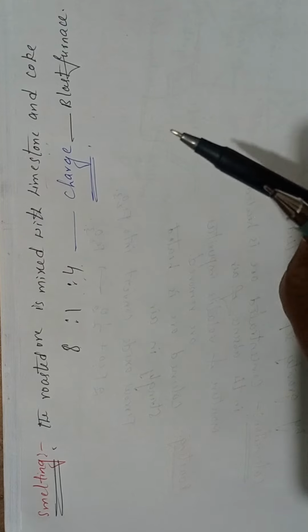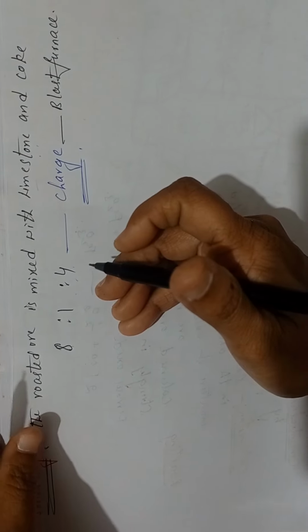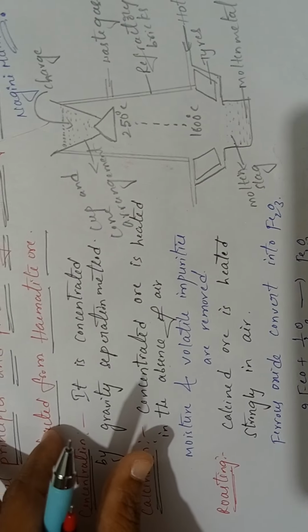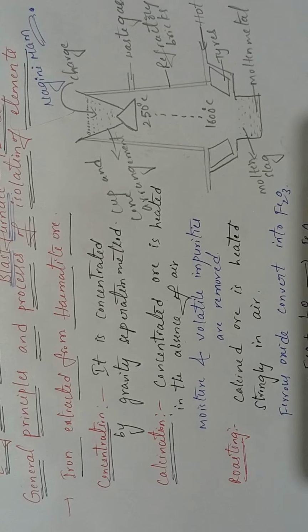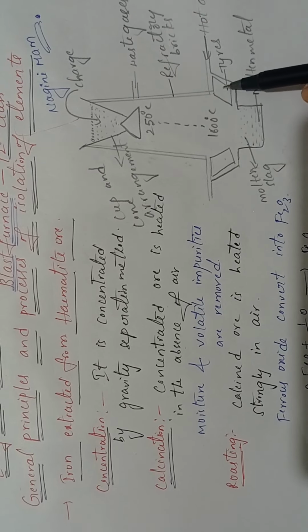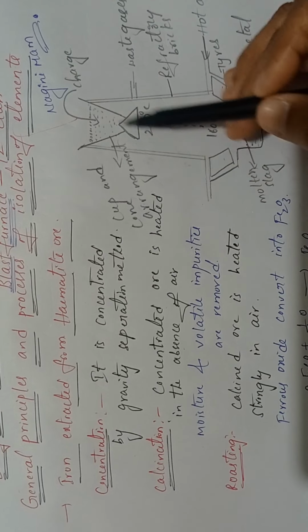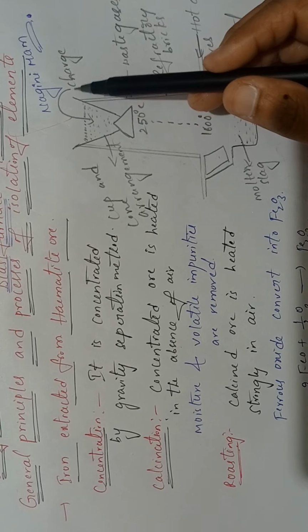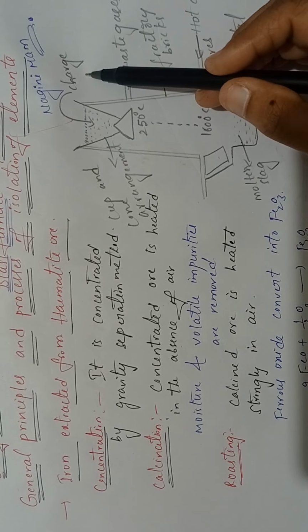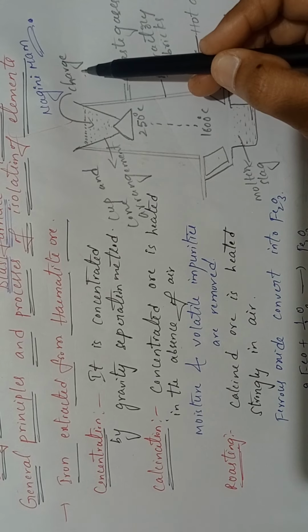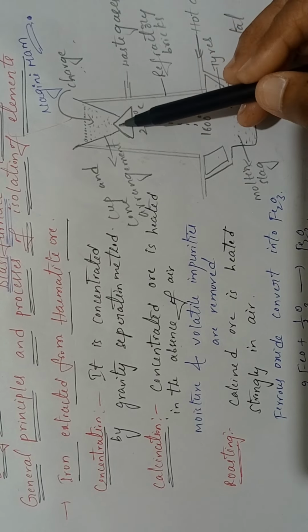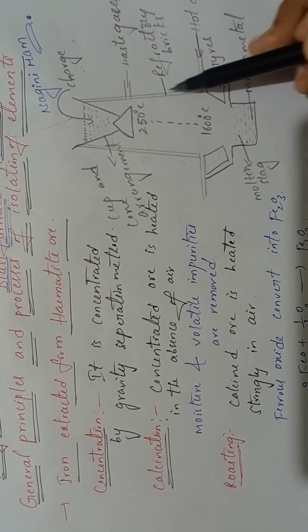Now a blast of hot air is sent upwards through the tuyeres, students. I will show you the diagram. In this diagram, see here, hot air, and these are the tuyeres. This is a blast furnace diagram. In this diagram, this is the cup and cone arrangement. Here we are passing the charge, which is ore plus limestone plus coke.